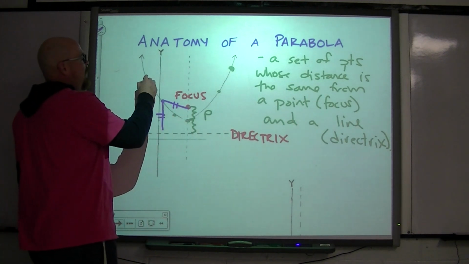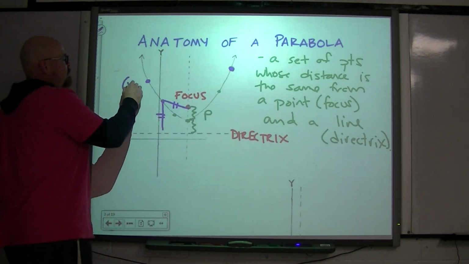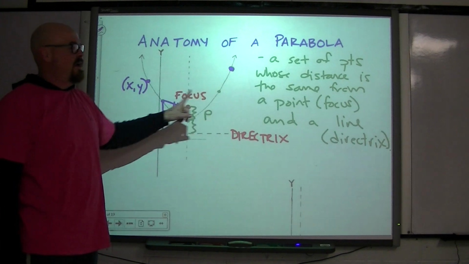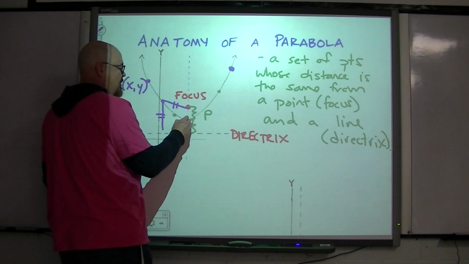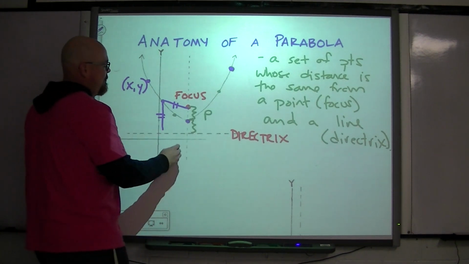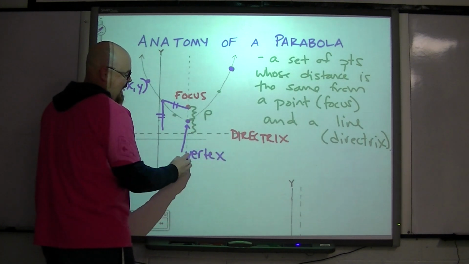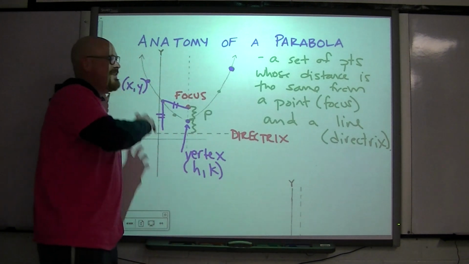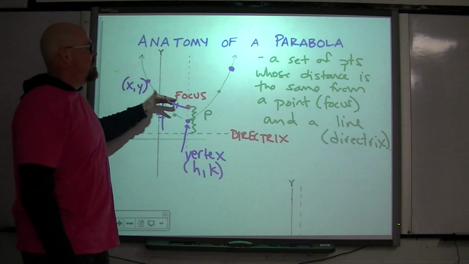And every single one of these points here, we're going to label each one as (x, y). Any point on the parabola is (x, y). We've talked about the vertex before. We had a name for this in the past when we were in chapter 2. I don't know if you remember, but the vertex, which is right here, has coordinates (h, k). So this is what I call the anatomy of the parabola, understanding all of the physical traits.